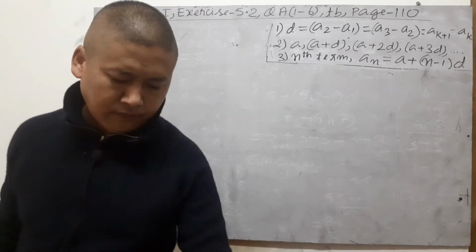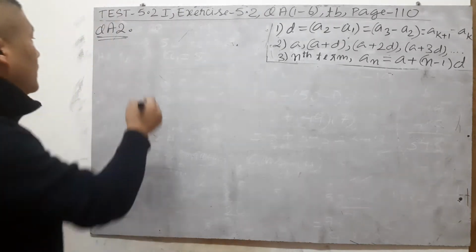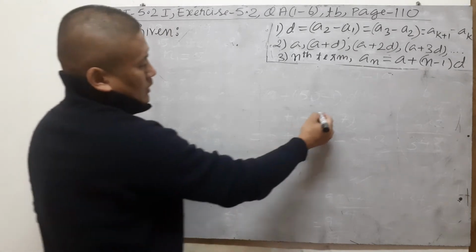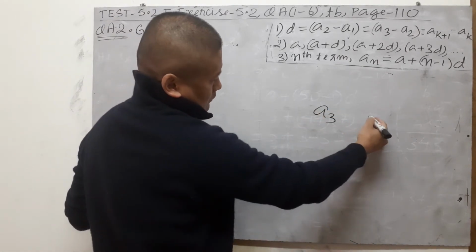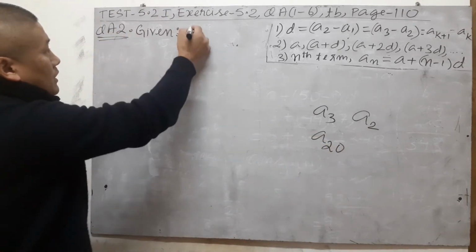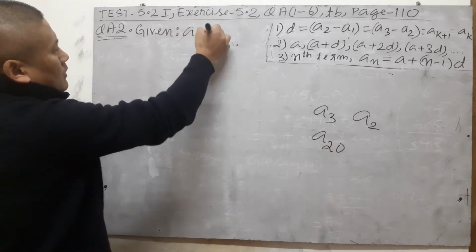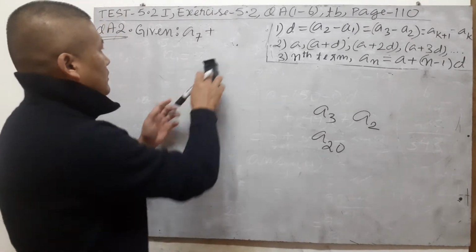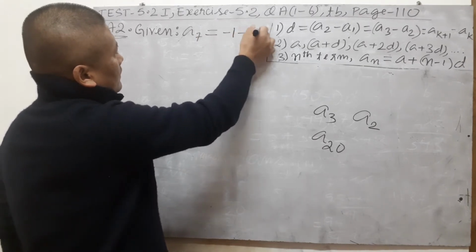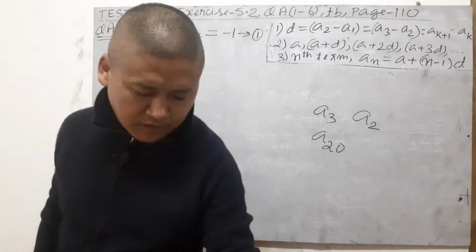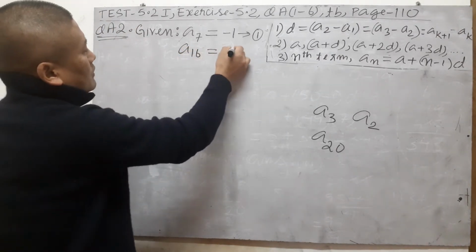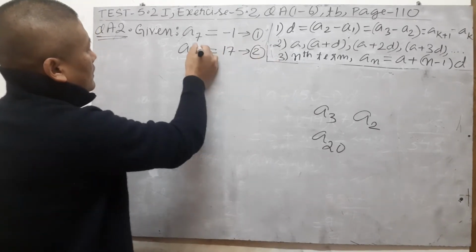The seventh term of an AP is minus 1, clearly given like that. So let's just start writing the given information. The third term of an AP is A3, second term is A2, so likewise the seventh term means A7. See, the seventh term is minus 1 and 16th term is 17. So A16 is having a value of 17. So these two equations are given to us.